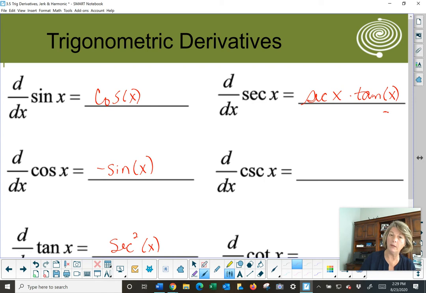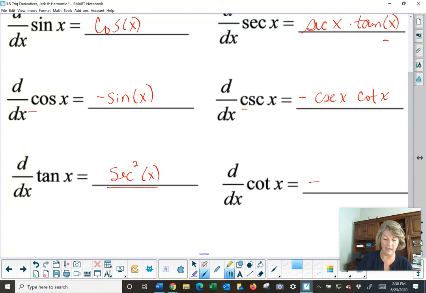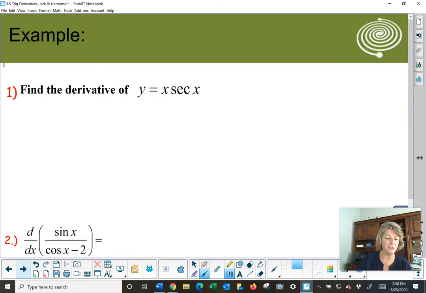And cosecant, well, it starts with a c, and we remember that everything that starts with a c gets a negative for its derivative. So I'll have negative cosecant x times cotangent of x. And finally, for cotangent, it's kind of like secant, and that puts us at negative, because it starts with a c, negative cosecant squared of x. So commit those to memory once again. Just have to refresh, don't you?